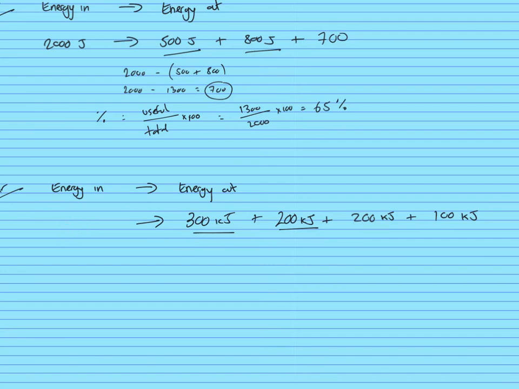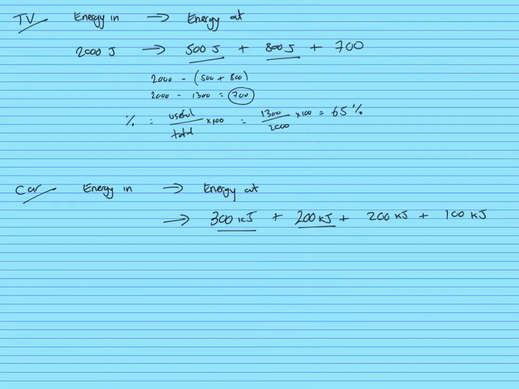Well, you've probably guessed it. 300 plus 200 is 500. Plus another 200 is 700. Plus 100 is 800. So I must have 800 kilojoules this time. Now that is a lot, so I'm obviously making these numbers up. So 300 plus 200, 500, 700, 800, just checking that.